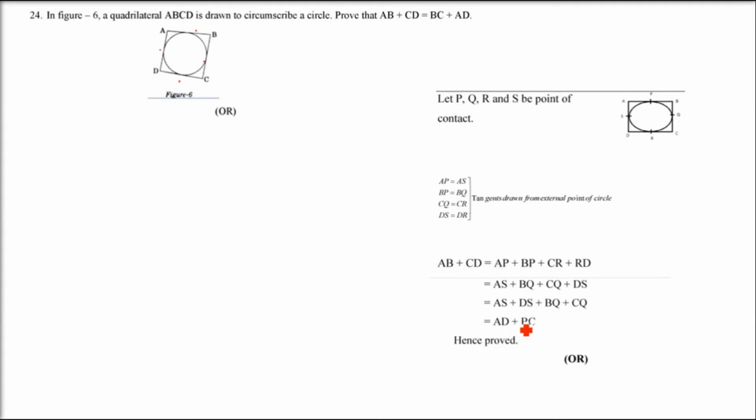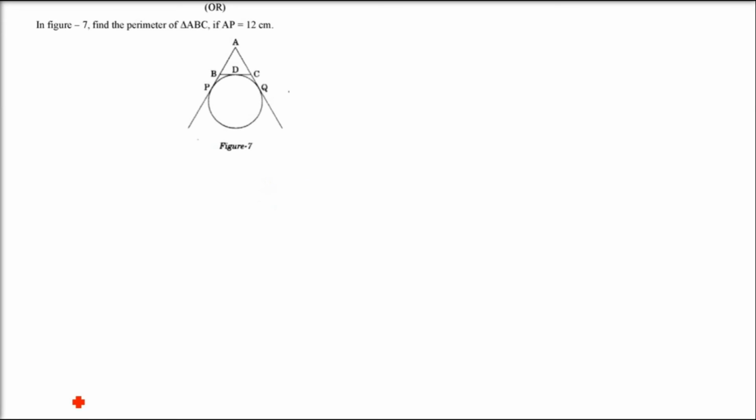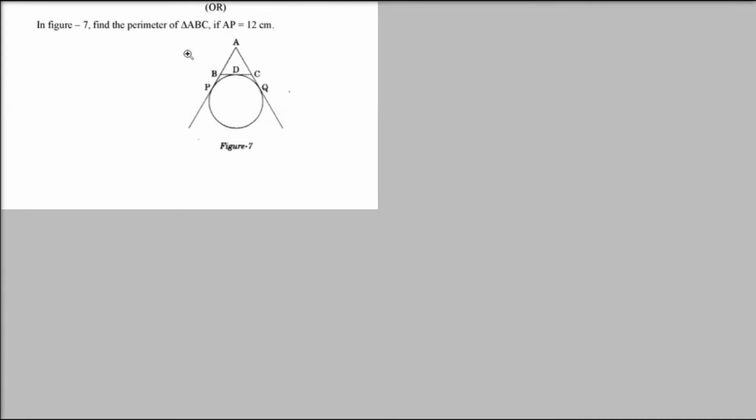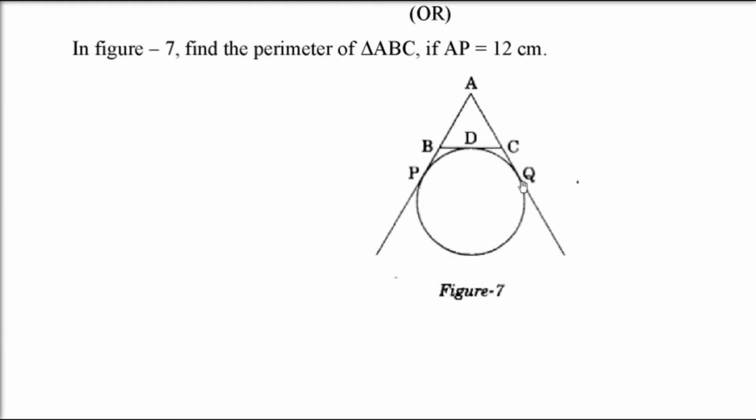And there is one more question which is in the OR. The only thing you have to see here is that for tangents drawn from an external point of a circle, the lengths of the tangents are equal. This is the concept of this question. So we are going to take a similar question. You can do this or that one, whichever is comfortable.